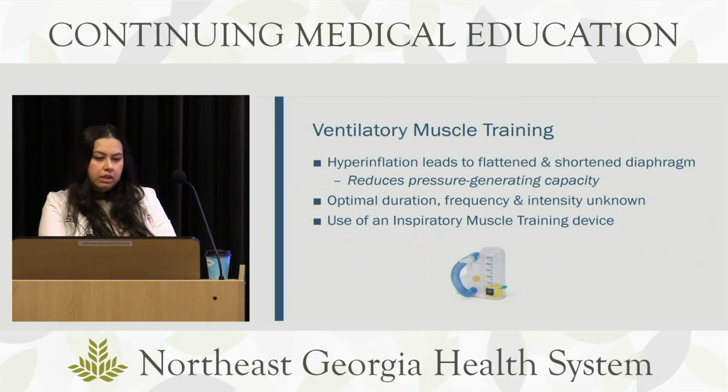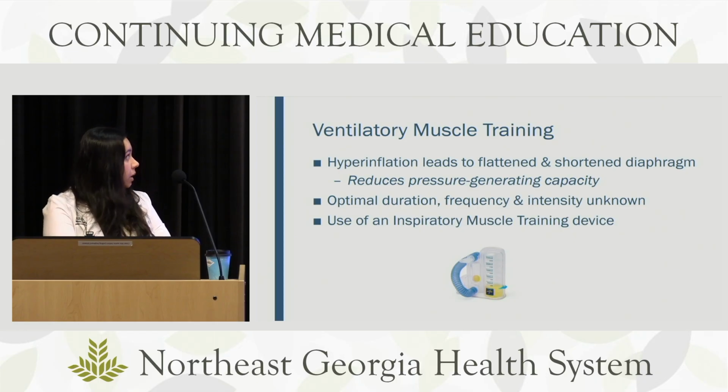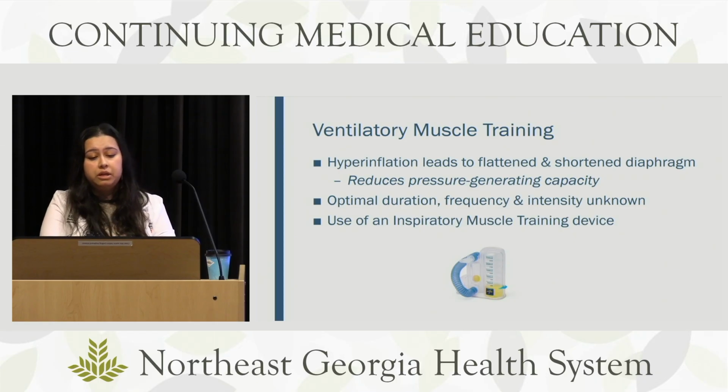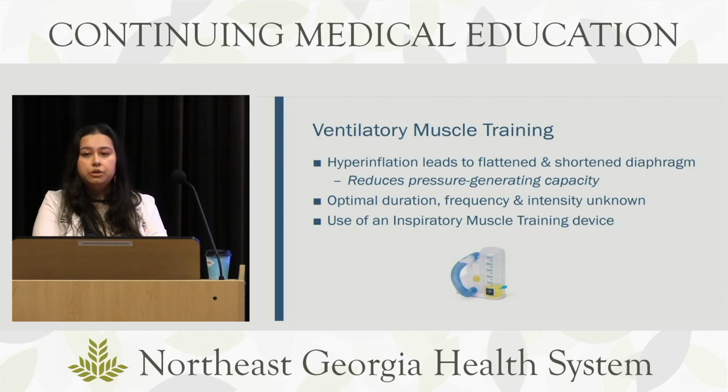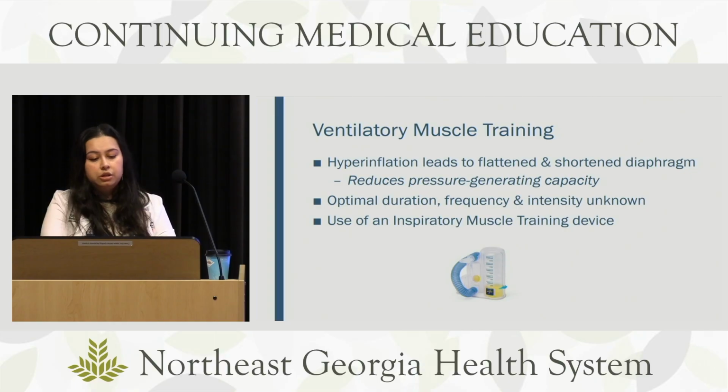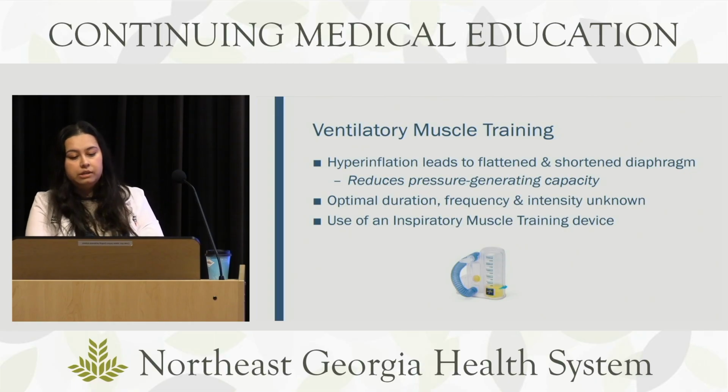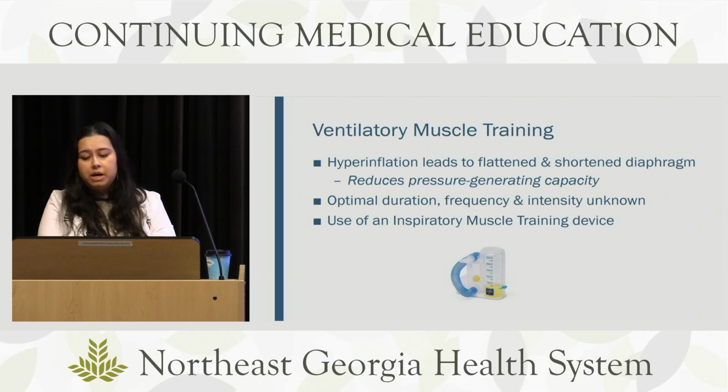Some other things that can be done is ventilatory muscle training. So what happens in chronic respiratory disease is this hyperinflation, which leads to a shortened and flattened diaphragm. So it reduces the pressure generating capacity of the diaphragm itself. So you can use these muscle training devices to target the diaphragm, but it's not used alone. Like this is not the only treatment you would give them. And optimal duration, frequency, intensity is not known. So further studies needed in this one.